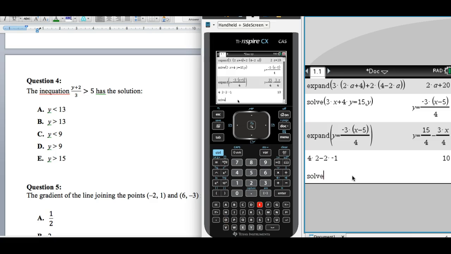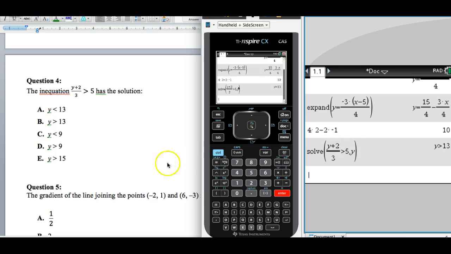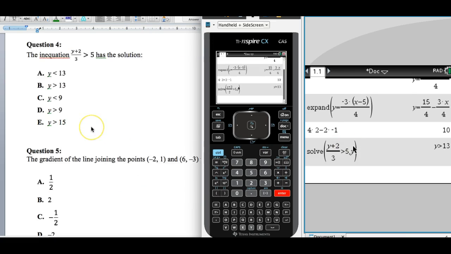All right, again, the inequation. We can use solve on the calculator. Now, the problem is we have kind of like a fraction here. So you can use, oops, not that one, sorry, I didn't want to use it. You can use control divide, but just make sure on your numerator you actually use brackets, otherwise you're not going to get the right thing. Okay, so we have y plus 2 over 3, and then to get the greater than sign, we press control equals 5. You can also do this one by hand. Sorry, I should have done the y there. Okay, so y is greater than 13, so B.